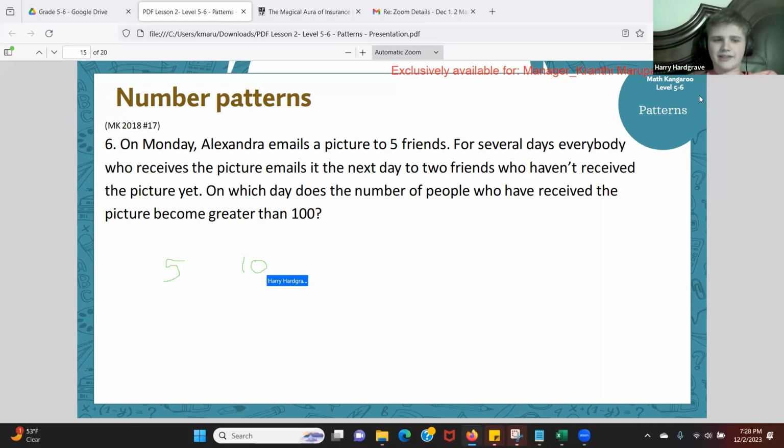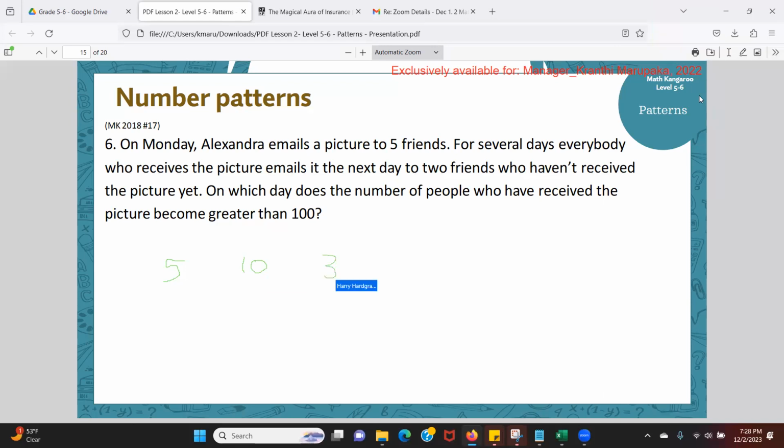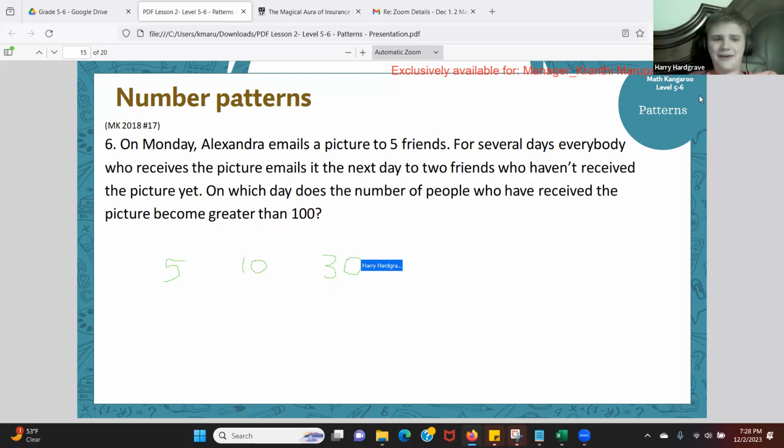And then I saw there were 15 friends sending emails. So now there should be 30 people. Now there's 45 people sending emails.